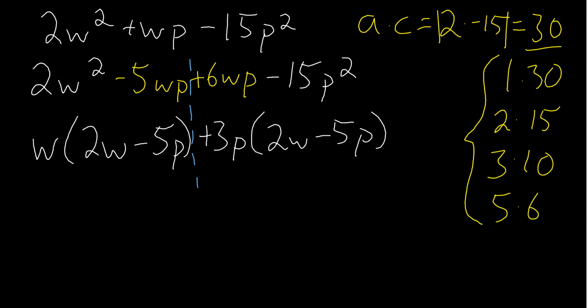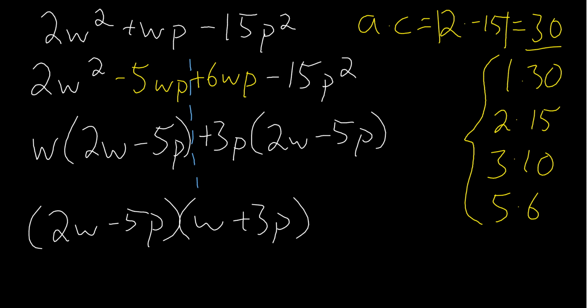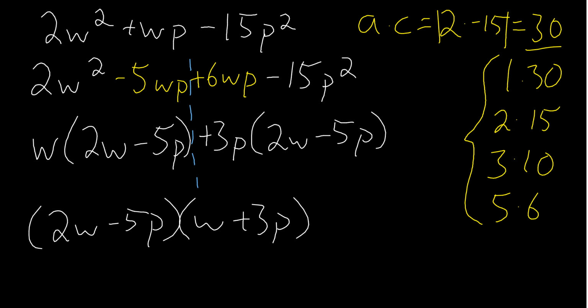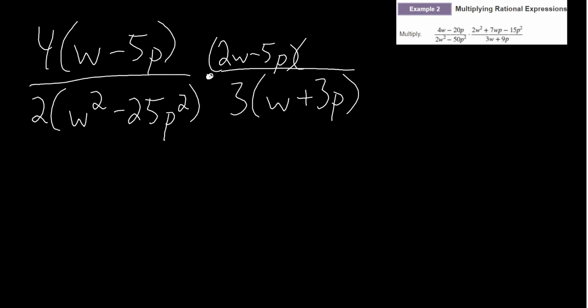And then this ends up being 2w minus 5p and w plus 3p. So there, I factored that. So let's put that on the previous page again: 2w minus 5p and w plus 3p.